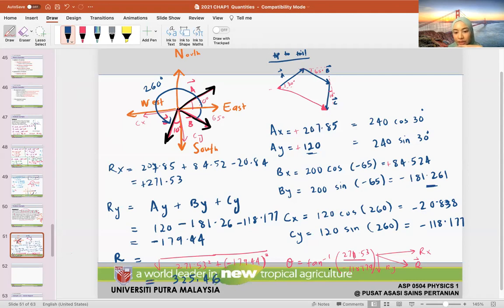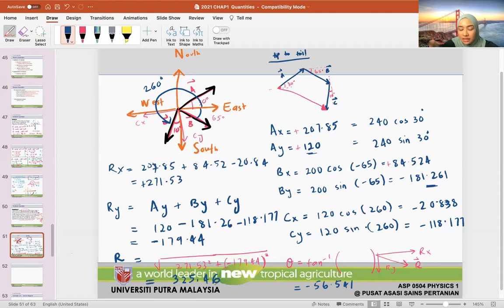Okay. What about the angle, Arif? Tadi you were saying? Okay. The answer is negatif 56.541. Okay, boleh tak kasih saya equation cara nak cari angle ni? Equation dia tan negatif 1 dalam kurungan 271.53 bahagikan dengan negatif 179.44.